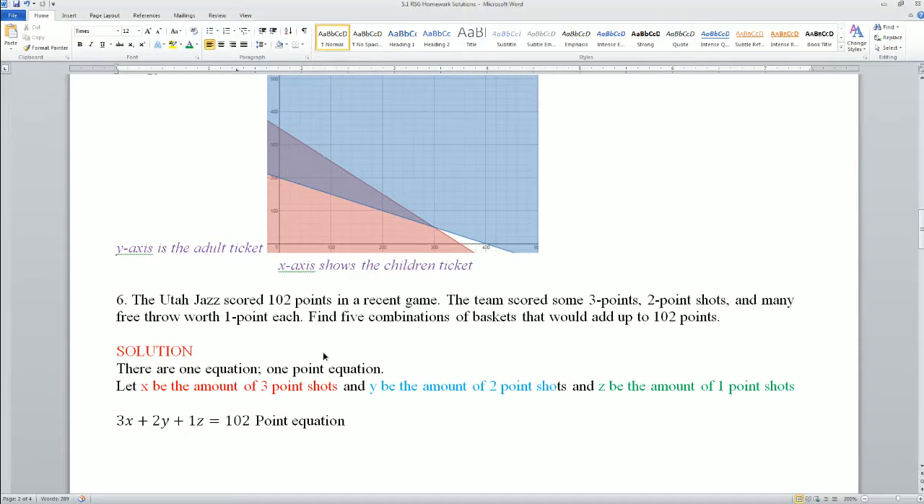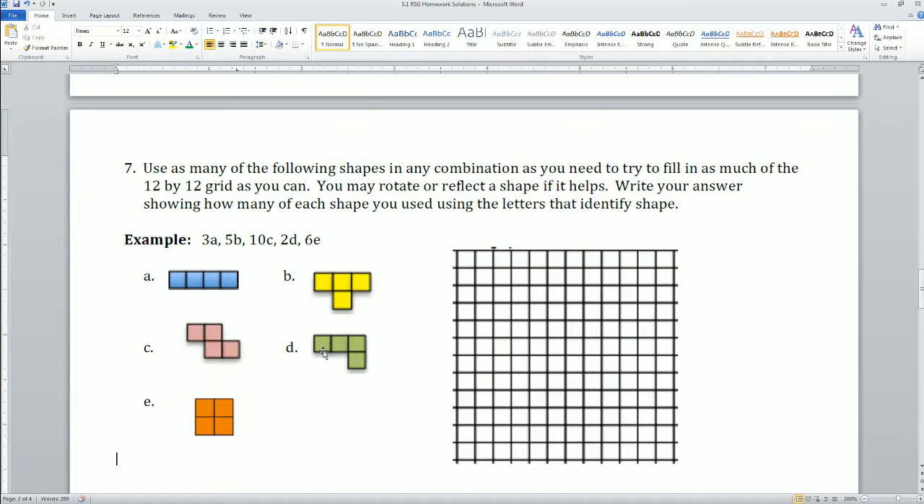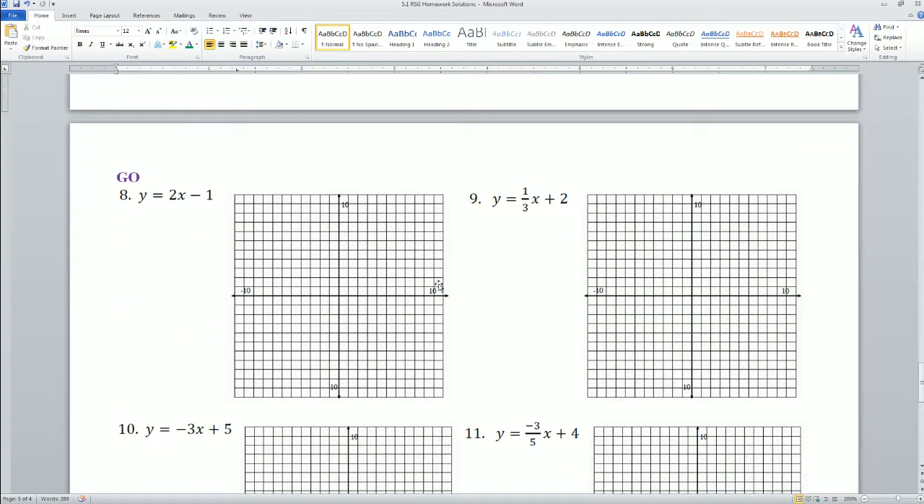Alright, let's keep going now. You're going to be using these shapes and just fill it in. Use as many of these shapes as you can combine to fill much of the 12 by 12 grid. You can rotate, just like Tetris. There's not a lot of explanation for this one. Let's go to the Go part.